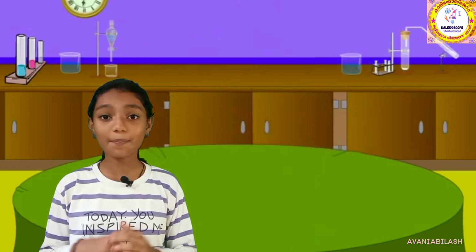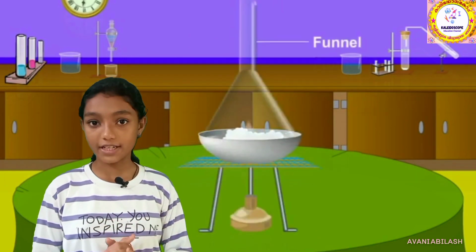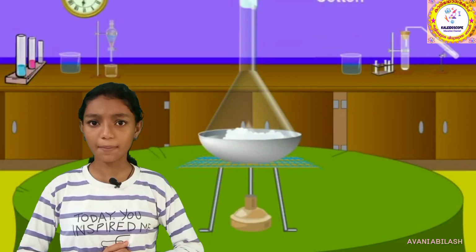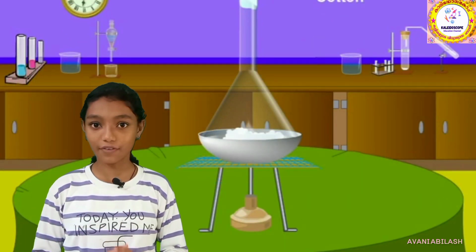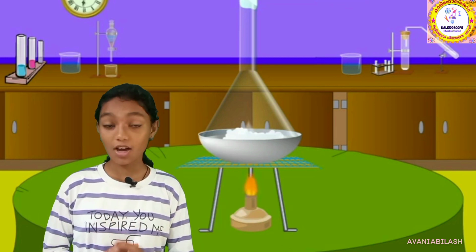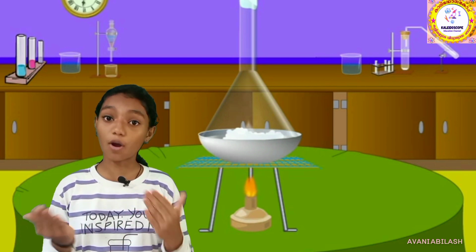Let's see an experiment. Take some camphor in a china dish and place an inverted funnel over it. Plug a piece of cotton on the stem of the funnel and start heating the funnel using a candle. After some time, you can see that on heating, the camphor changes to vapors without forming into liquid.